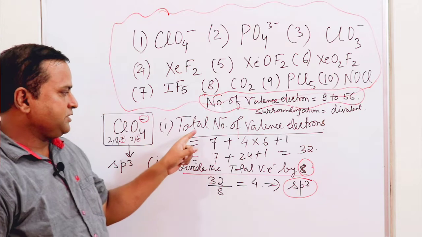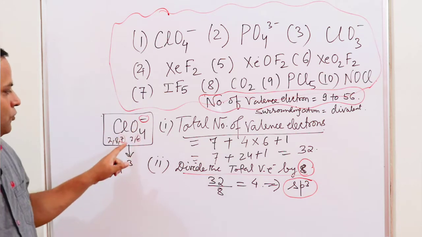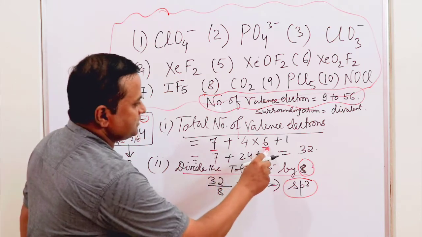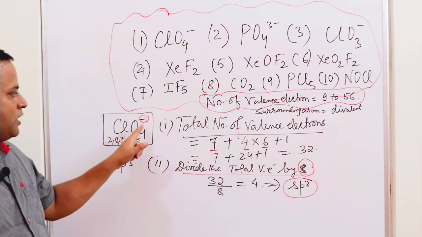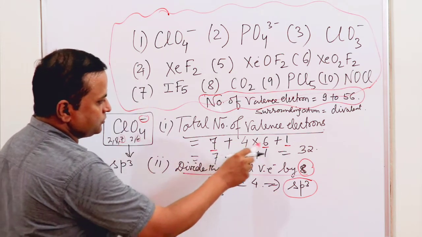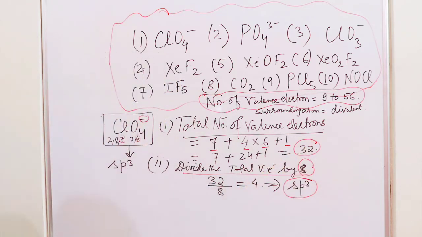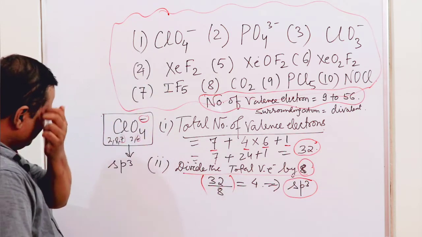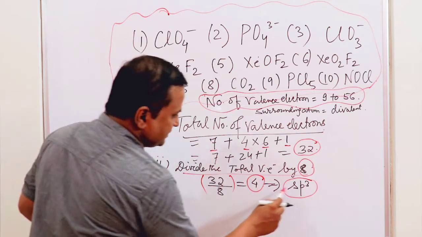Again, let's check out what the method is. First, you calculate the total number of valence electrons. So in ClO4 minus, chlorine has 7 valence electrons, oxygen has 6 valence electrons. Now there are 4 oxygen atoms, so we have to multiply this by 4, and there is 1 minus charge, so you have to add that. So on calculation, 7 plus 24 plus 1, we get the total number of valence electrons as 32. In the next step, you divide 32 by 8. When we divide 32 by 8, we get 4. So how can we express 4? We can express it as sp3.